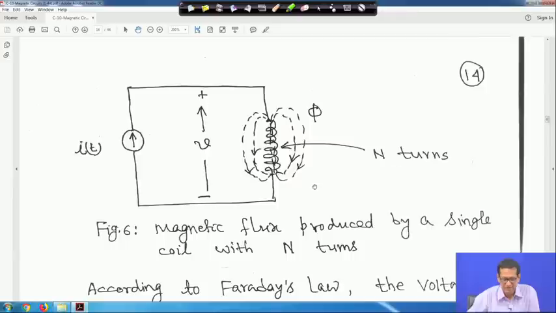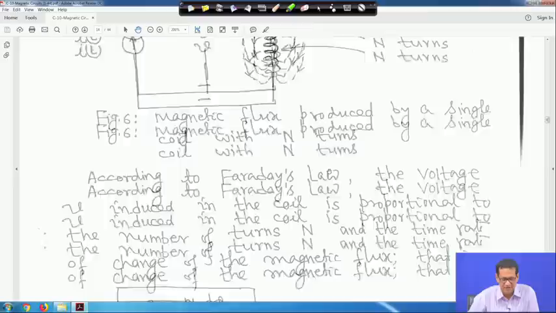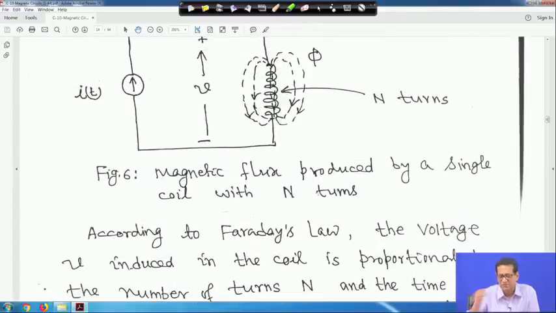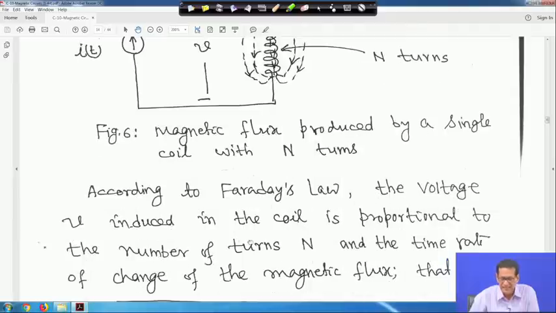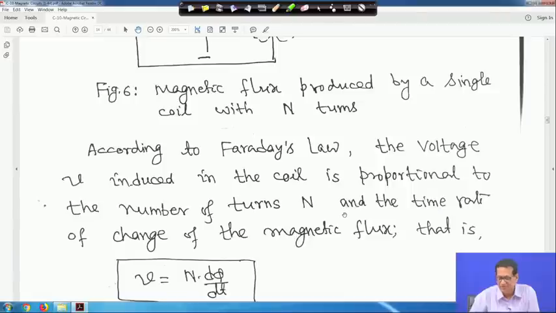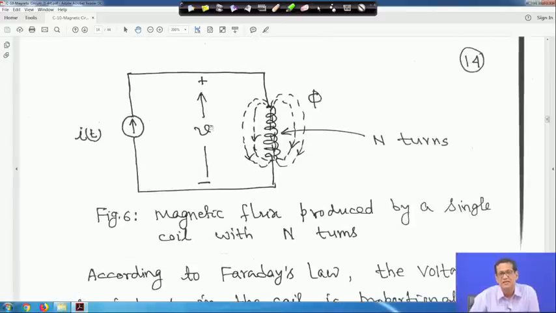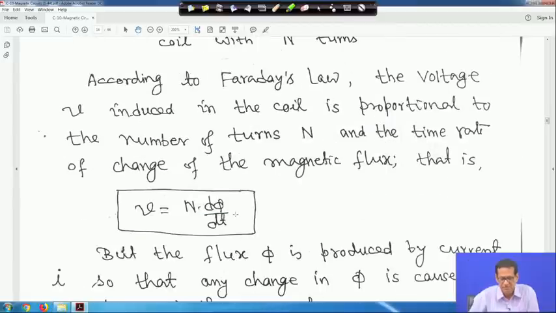So, this is the magnetic flux produced by a single coil with n turns. This is the direction of the flux, and this is n turns. According to Faraday's law, the voltage V induced in the coil is proportional to the number of turns n and the time rate of change of the flux. That is, V is equal to n into d phi by dt.